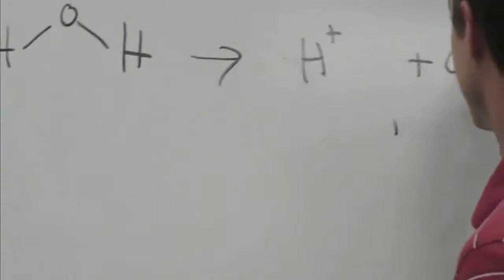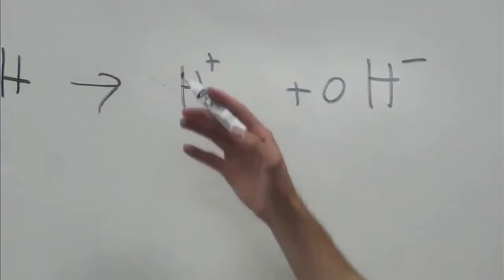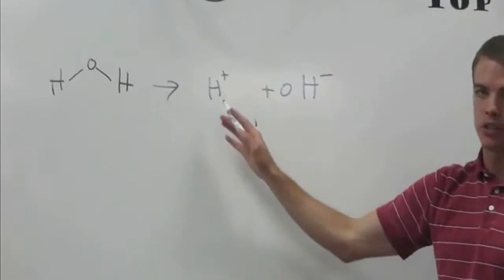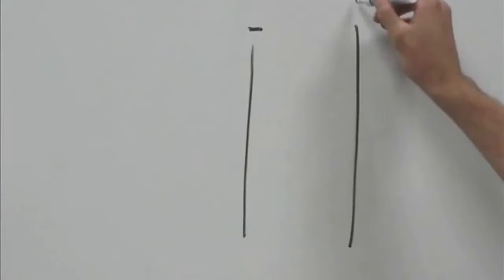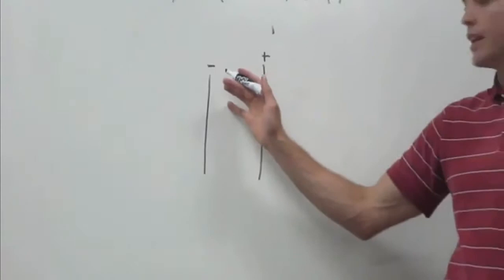Remember, this actually does not exist. It's in the hydronium form, which is the H3O+. But for simplicity's sake, we're just going to leave it as H+, okay? Now let's talk about the electrodes of the electrolysis. So right here are our electrodes, okay? And let's say that this one right here is negative and this one is positive. So this is for an electrolysis, this is called the cathode and this is the anode.